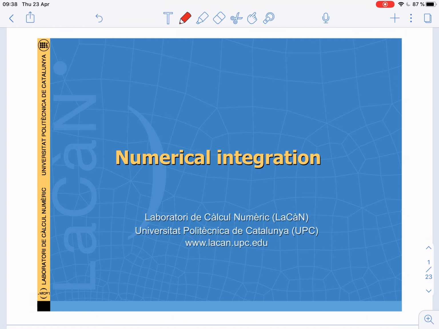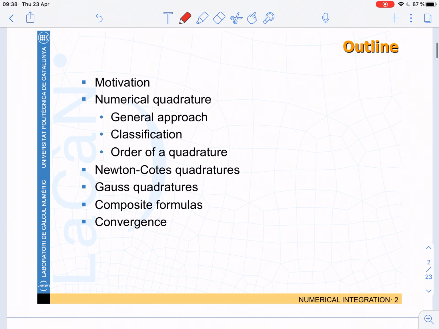Hi, we start today our exploration of methods of numerical integration. Here's an outline. In this short video, we will simply give a motivation and introduce the general concept of a numerical quadrature, and we'll leave for future videos discussing the different types of quadratures, Newton-Cotes quadratures, Gauss quadratures, and composite rules.